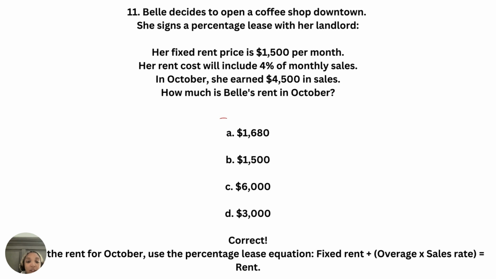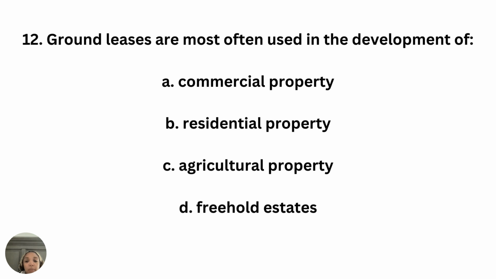It is A. So what you're going to do is find the rent for October. We're going to use the percentage of the lease and put it in an equation. So we're going to say the fixed rent, which is 1,500 per month, plus the overage times the sales rate. And that will give you 1,680. And yes, you still could do that in a T chart if you like, but you honestly can just know that it's the fixed rent, add the overage, and then times the sales rate, and then that'll be the answer. All right, guys.